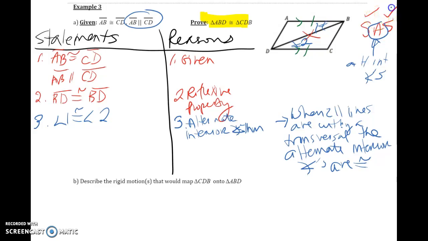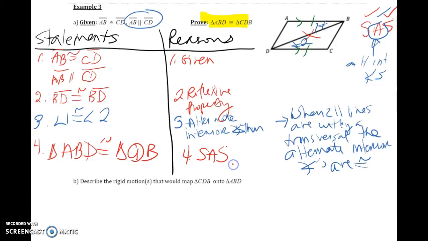So now I have a side, I have an angle in between the second side that I was given, so I have enough information now to prove triangle ABD is congruent to triangle CDB, and that is by the side angle side congruency theorem. For part B, this part might be a little bit challenging depending on what you see.